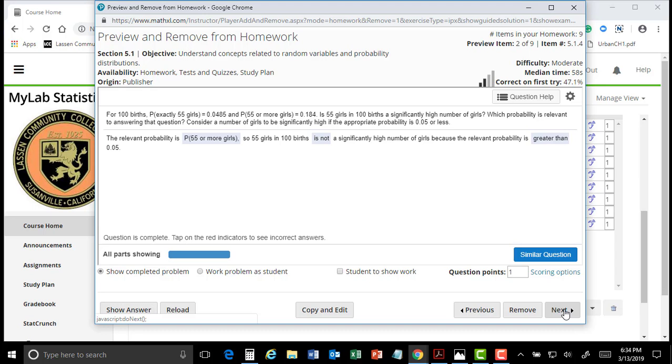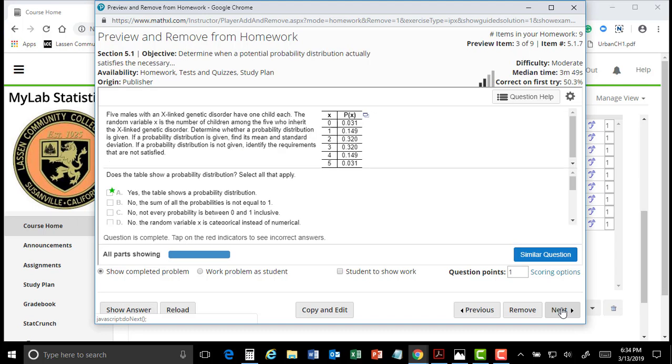Which probability is relevant to answering the question? Consider the number of girls to be significantly high if the appropriate probability is 0.05 or less. So the probability of this and this, so 55 girls, it's not significantly high because the relevant probability is greater than 0.05. So they're giving you some kind of test. If it's better than this, then we say significant or not.